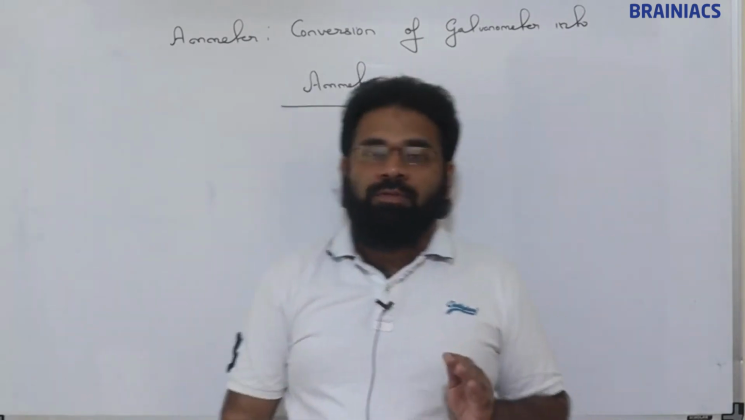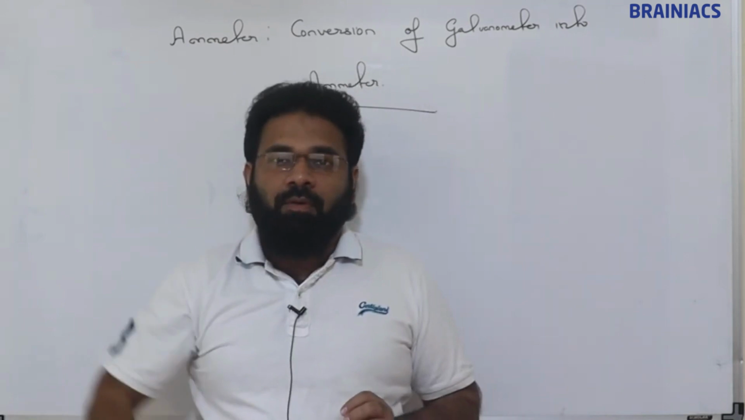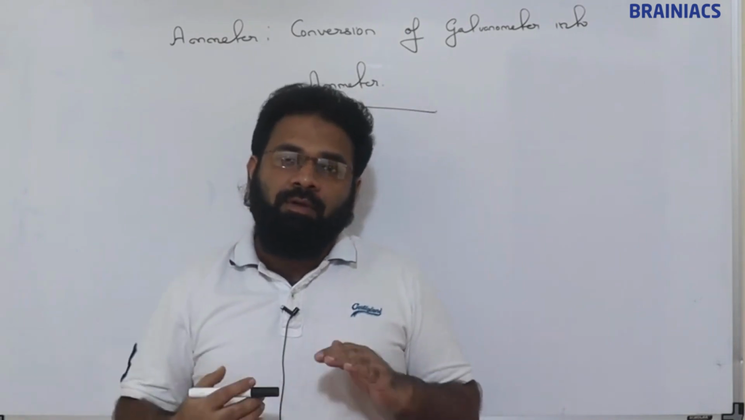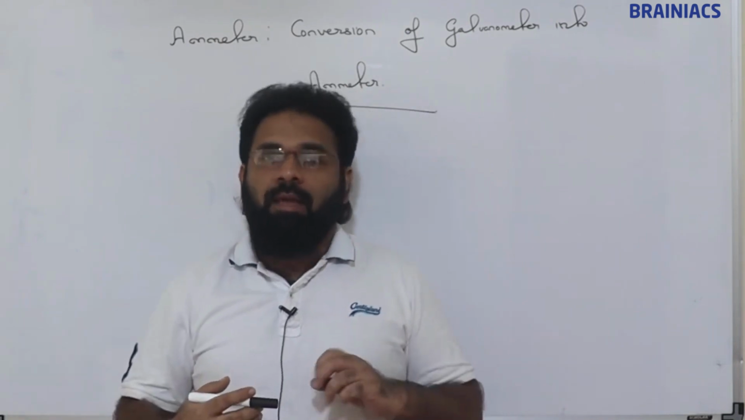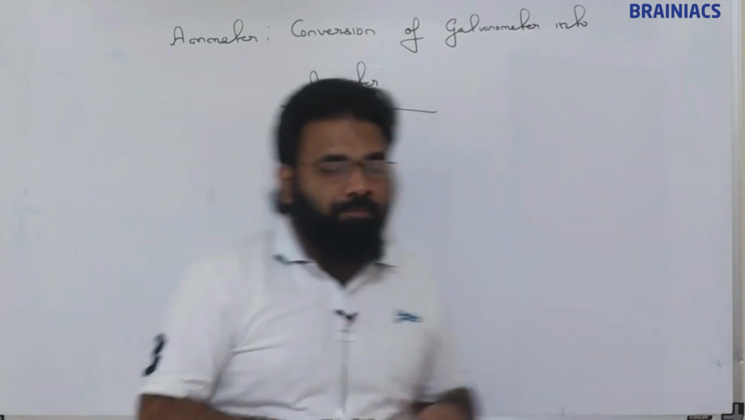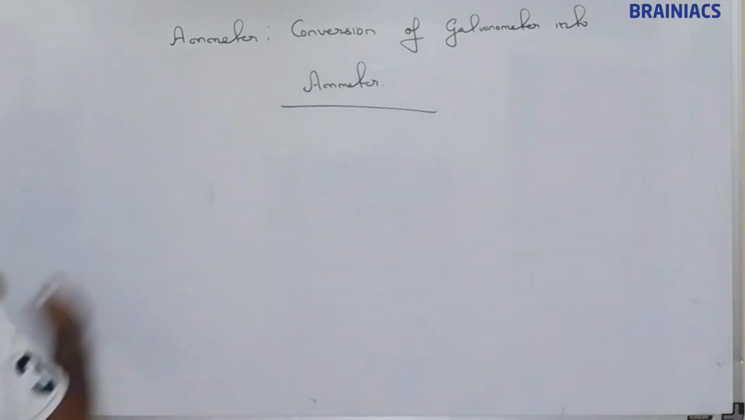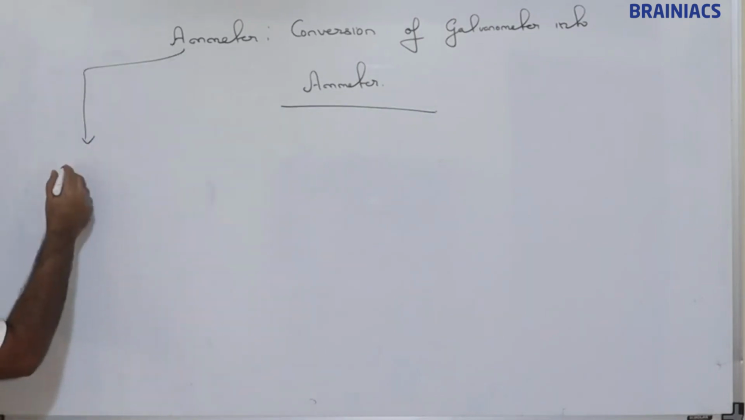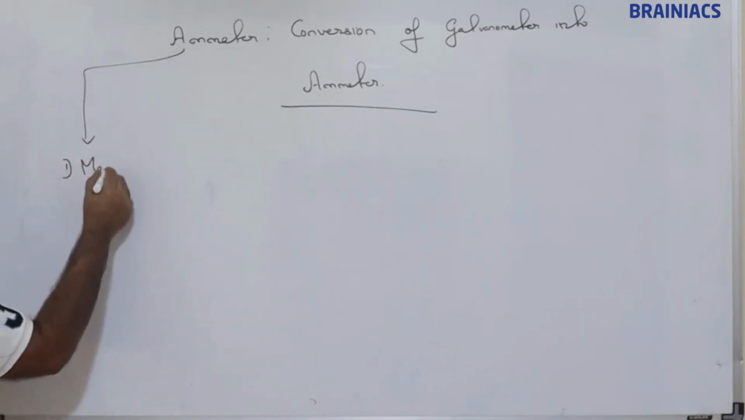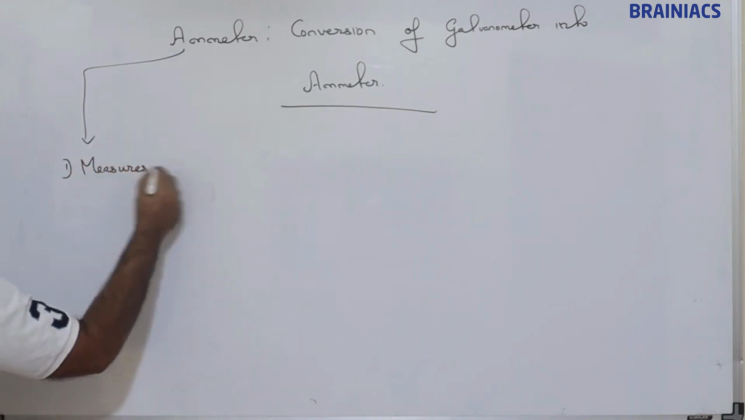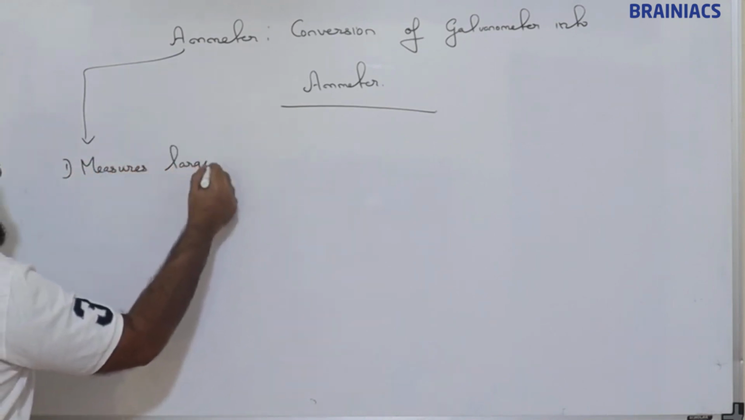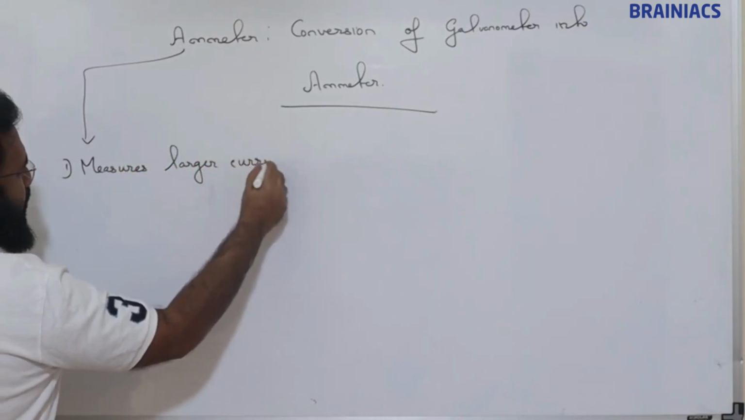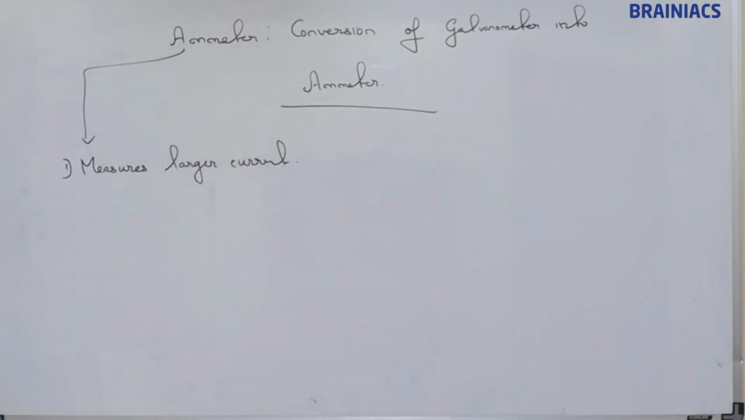So here we are going to study about ammeter. In ammeter, what we are studying is the conversion of galvanometer into ammeter. What are the features of ammeter? Why are we going for ammeter? It measures larger current. It can be used to measure larger current.